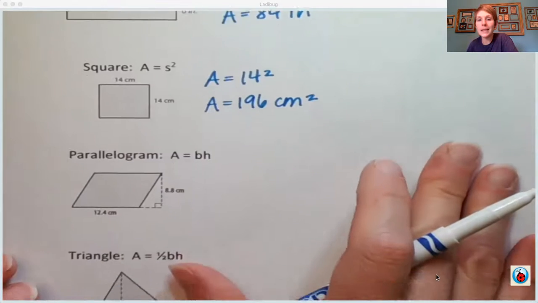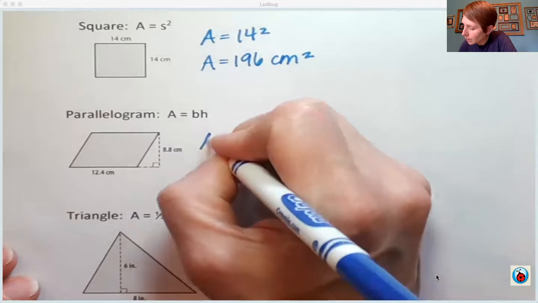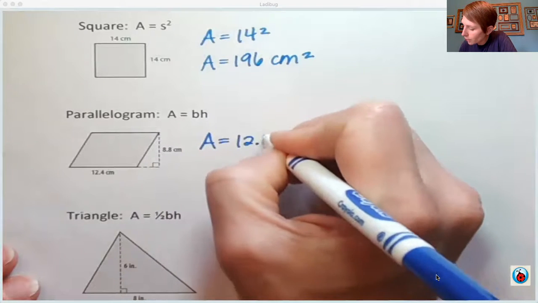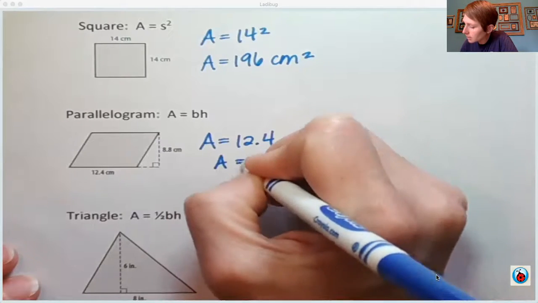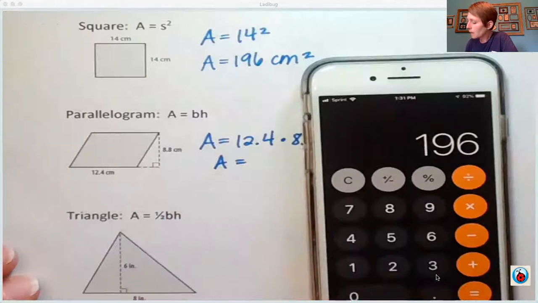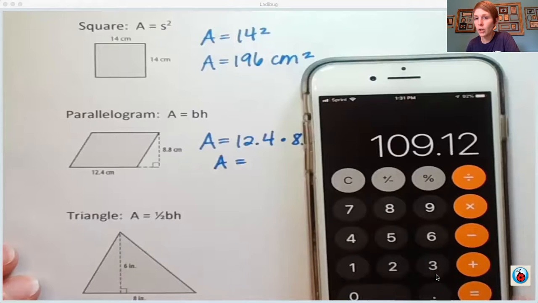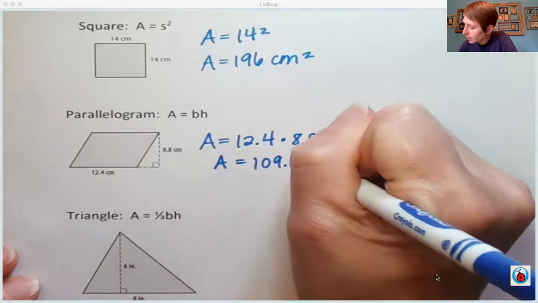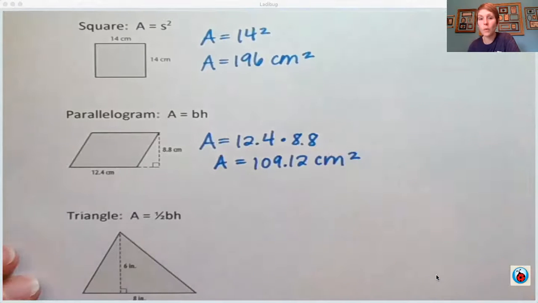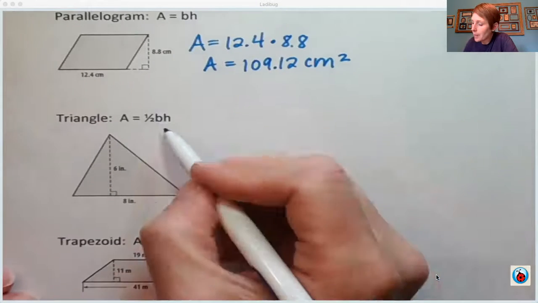For parallelogram, base times height. Height is usually a dotted line. Here he is right here. So A equals 12.4 times 8.8. Let's get that typed in. 12.4 times 8.8, 109.12 centimeters squared.